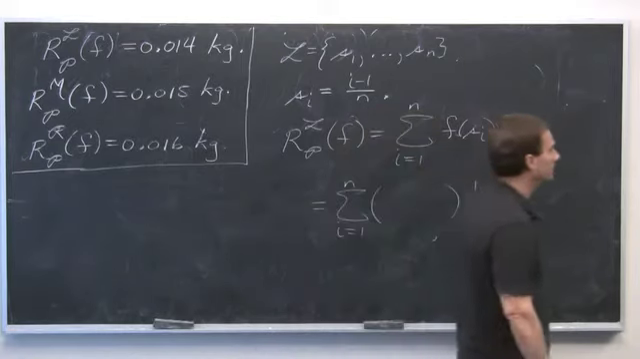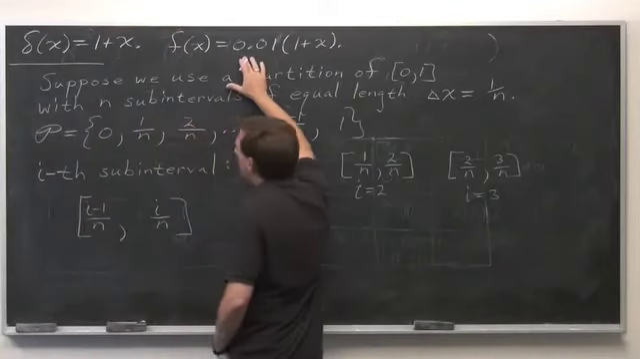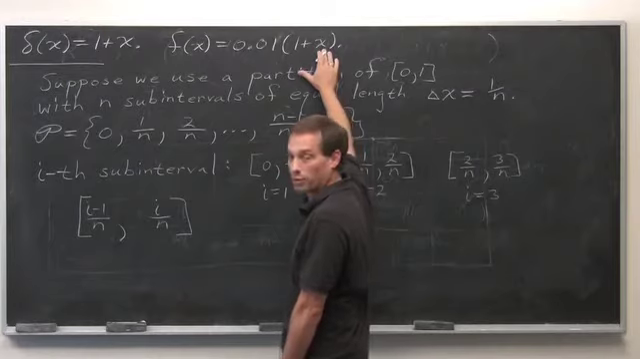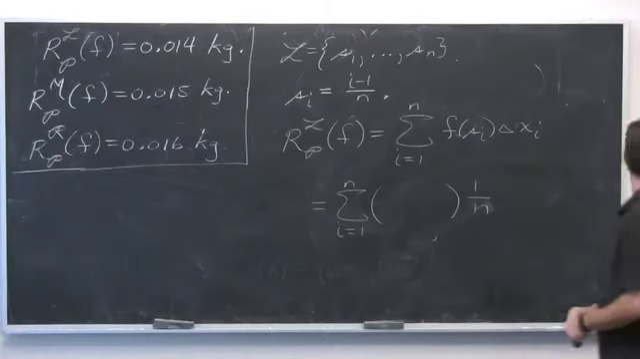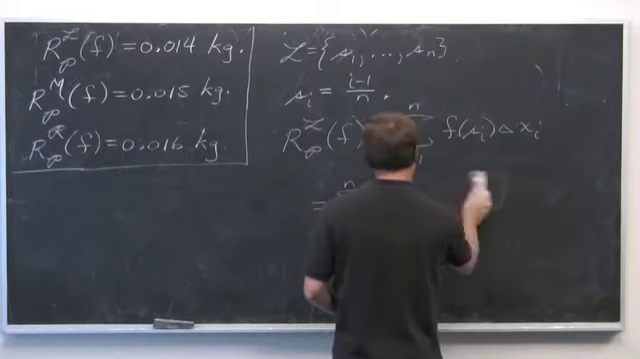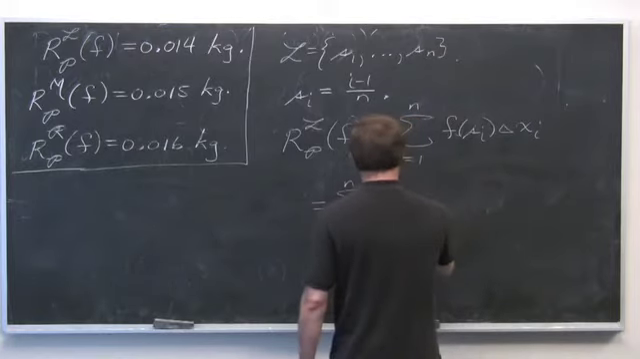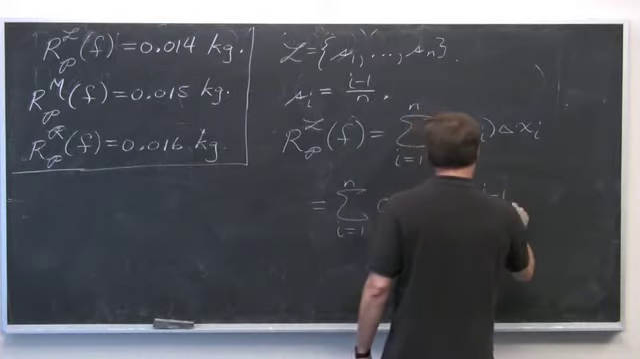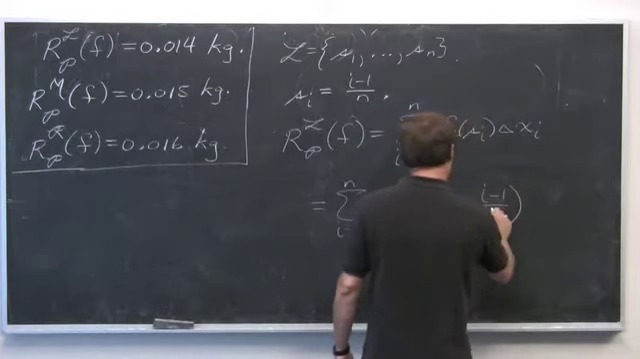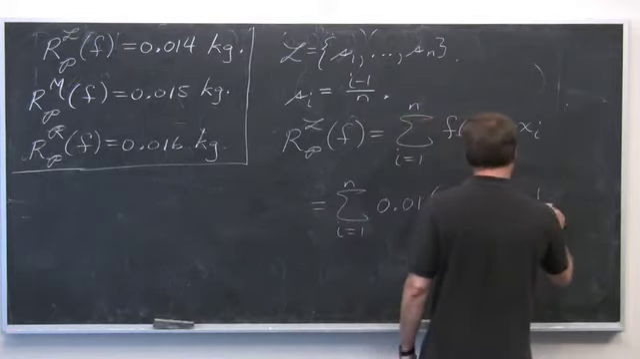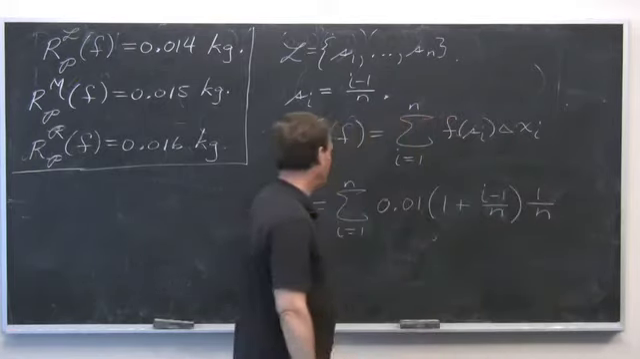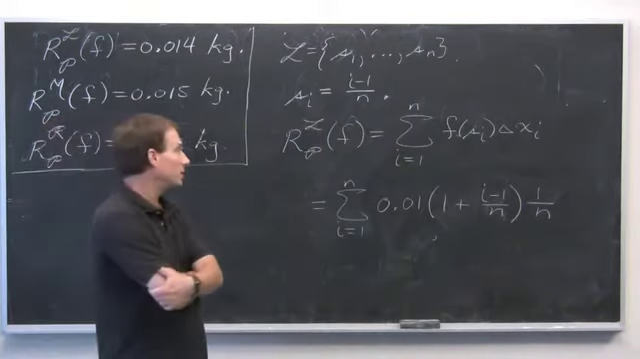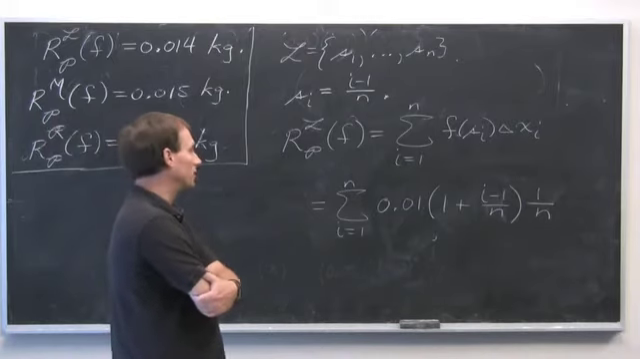Now f of si. Here's f, but we have to replace the x by si, and si is (i minus 1) over n. So what goes here is something I didn't leave enough room for: the 0.01 times 1 plus (i minus 1) over n. So that's f of si, and then times the delta xi. This sum is the Riemann sum using left endpoints and partitioning into n subintervals of equal length.